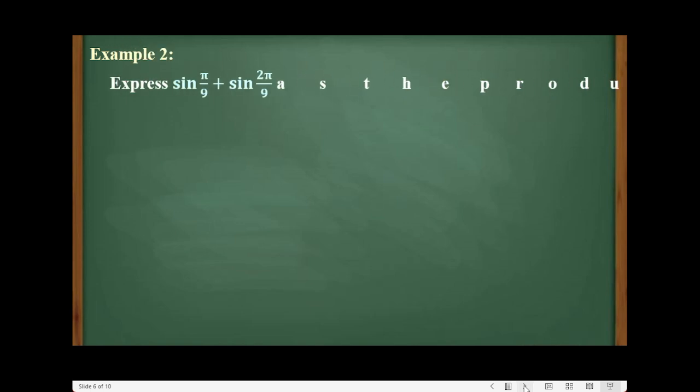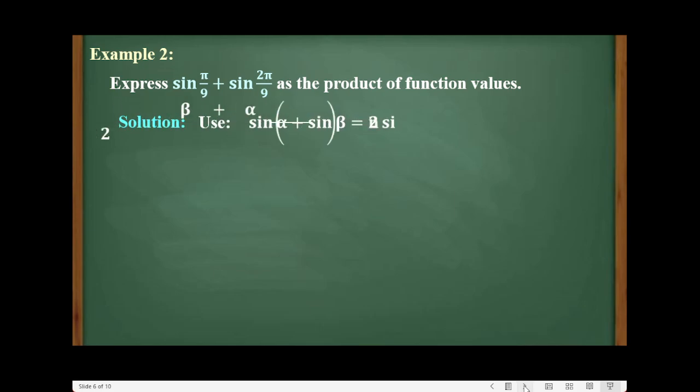Example number 2. Express sine pi over 9 plus sine 2 pi over 9 as a product of function values. For our solution, obviously we're going to apply one of the identities that I just presented from the previous slide, the sum of trigonometric functions. That is sine alpha plus sine beta, which is equivalent to 2 sine of quantity alpha plus beta all over 2 cosine of alpha minus beta all over 2.